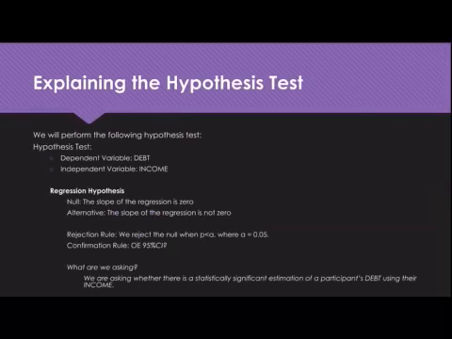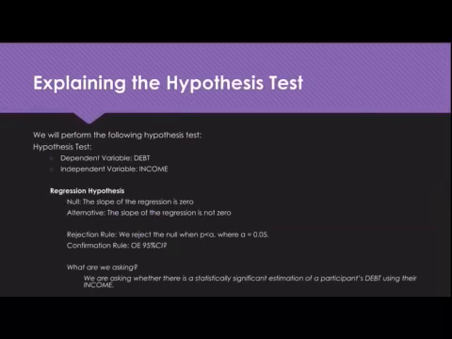The hypothesis test that we will perform will state that the dependent variable in our first test is going to be debt, and our independent variable will be income. The regression hypothesis for the null statement says the slope of the regression is 0. Our alternative hypothesis will state the slope of the regression is not 0.